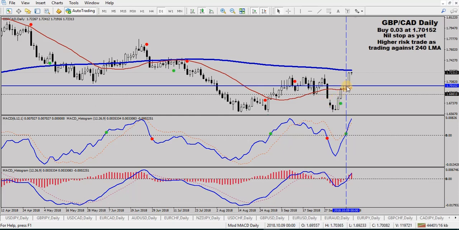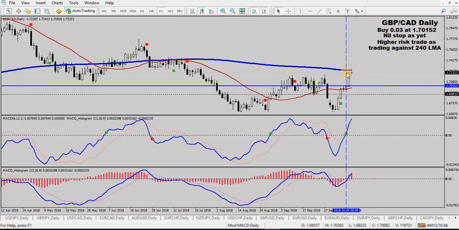So in a buy, price is at the 240 LMA now. It's a high risk trade, so all I've done this morning is close 1/3 of this buy trade and set a stop at 1.68810, which is just below here. This is the black dotted line. So I've taken 1/3 off.